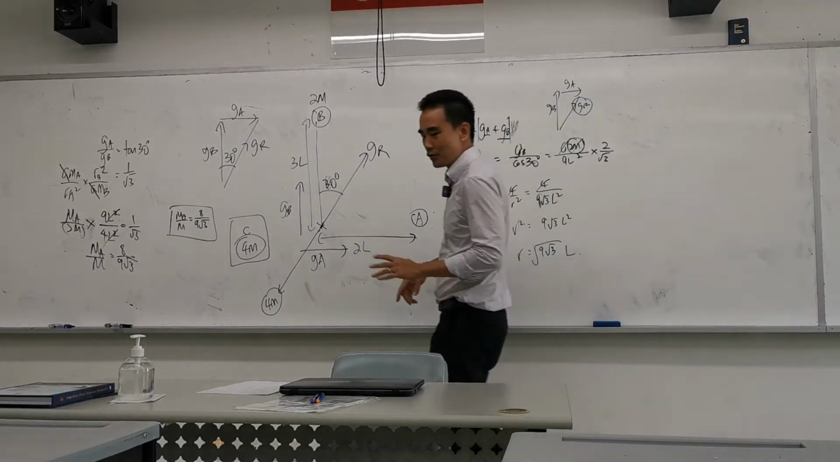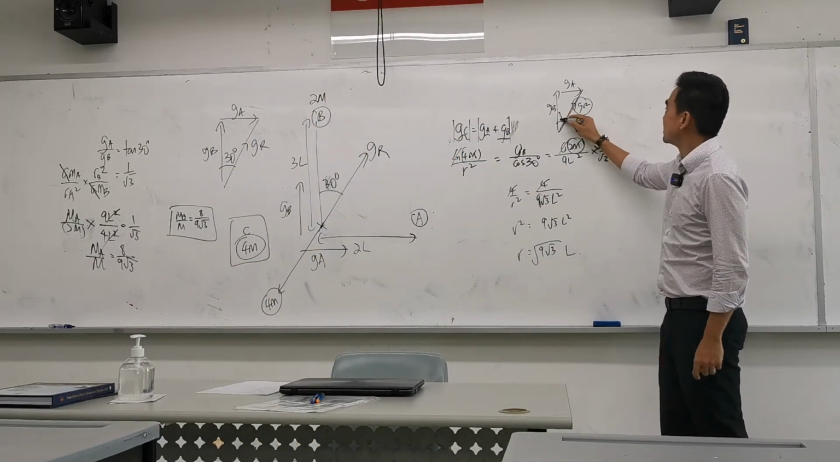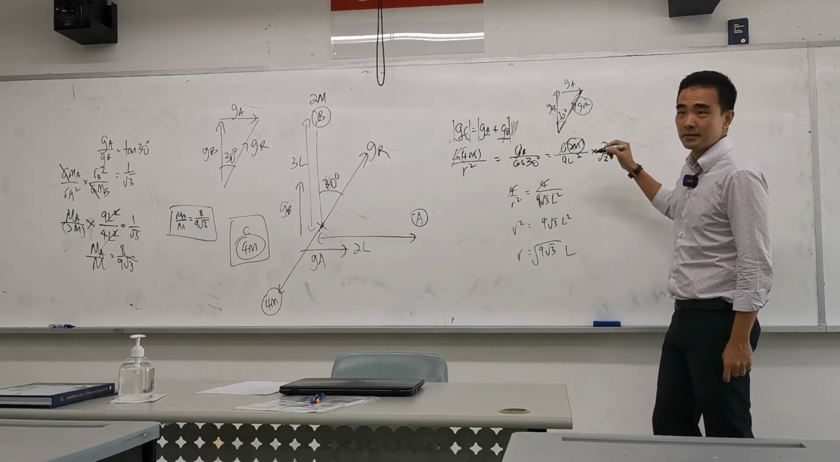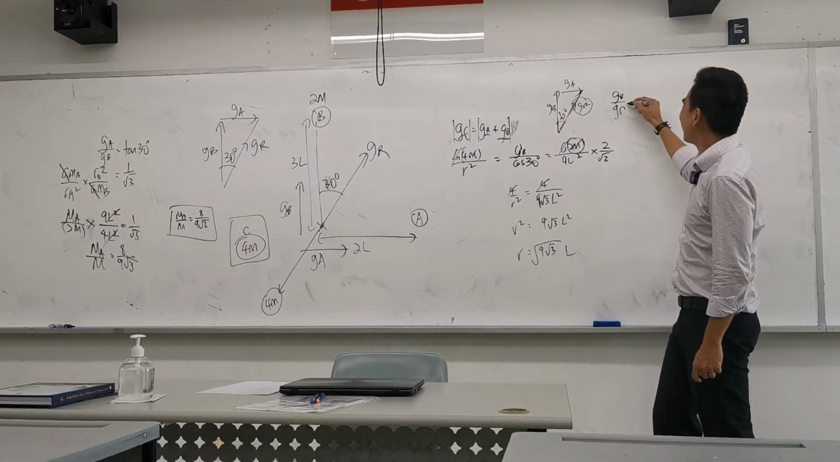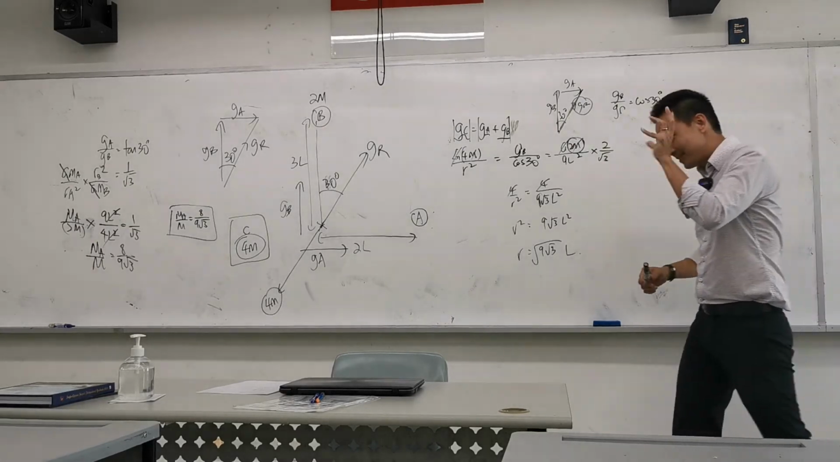Ken, do you agree that if you were to take a trigo function, that this is the hypotenuse, this is 30 degrees, hypotenuse and adjacent? So GB over GR is equal to cosine 30. No worries, no worries. It's just sometimes yeah.